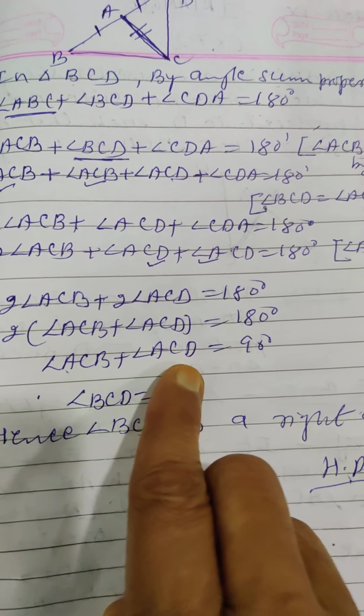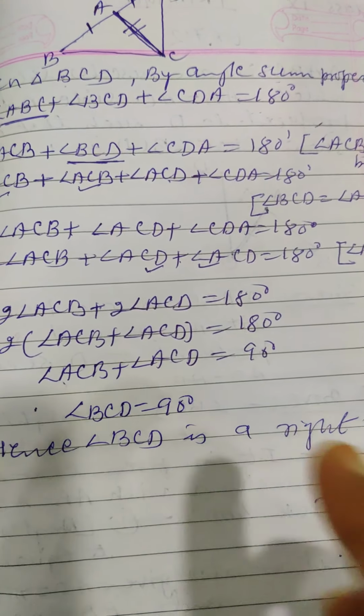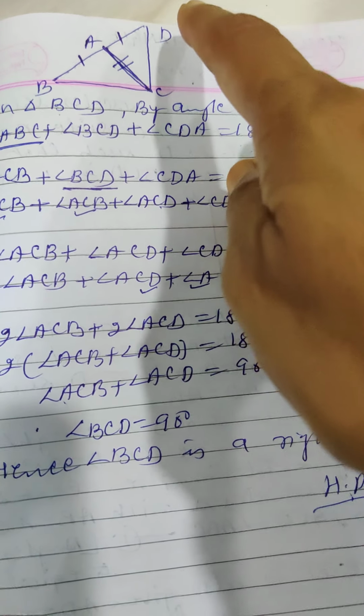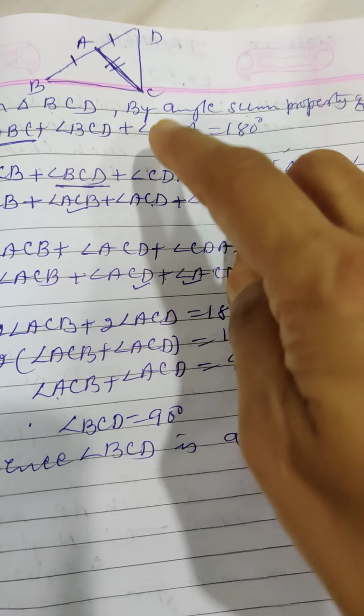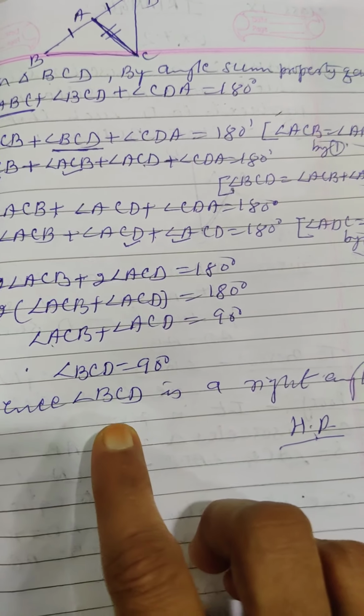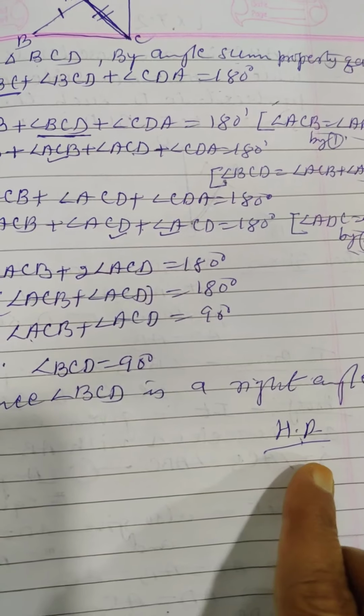So ACB plus ACD is equal to 90 degrees. Now ACB plus ACD is equal to angle BCD, which is 90 degrees. Hence BCD is a right angle, hence proved.